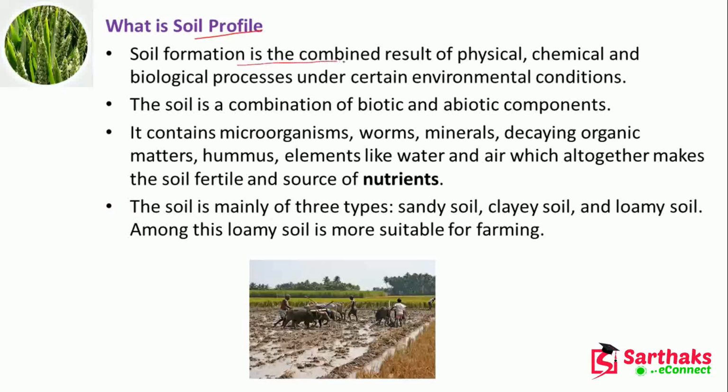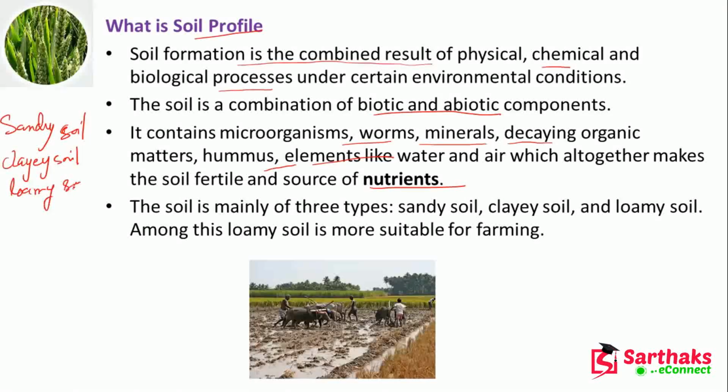Soil formation is the combined result of physical, chemical, and biological processes under certain environmental conditions. The soil is a combination of biotic and abiotic components. So, some microorganisms, worms you have, minerals you have, organic matter you have, humus you have, elements like water you have, some nutrients you have. The soil may be of different types, like sandy soil, okay. Then some of the soil is clayey soil, preferably in places very near to a river, they have this type of soil, and some loamy soil. Okay, so among these, loamy soil is more suitable for farming.